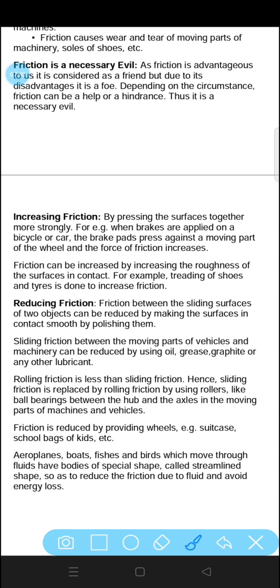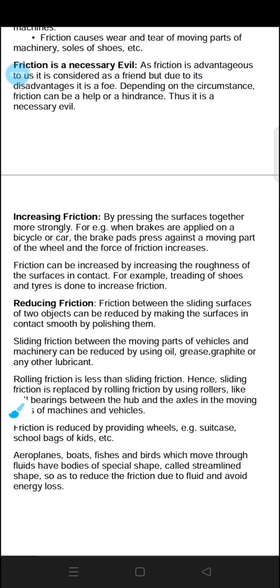Now friction is a necessary evil. It is evil but still it is necessary. As friction is advantageous to us, it is considered as a friend, but due to its disadvantages, it is a foe. It is both friend and foe to us. Depending on the circumstances, it can be a help or a hindrance.